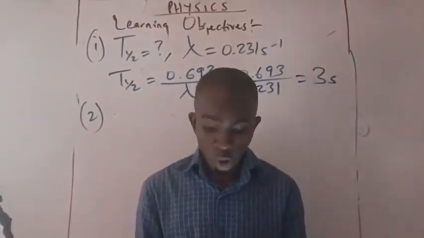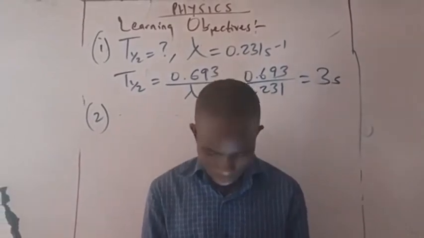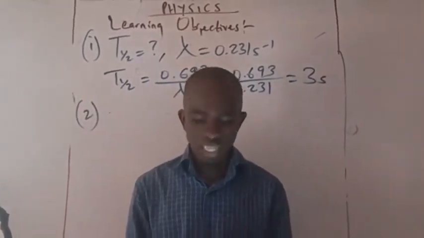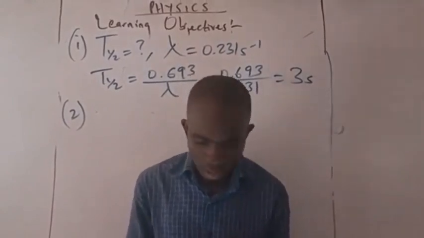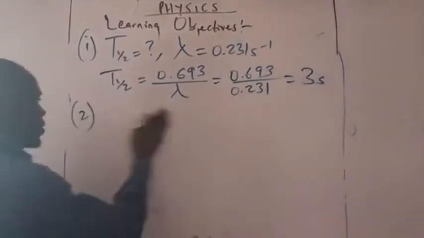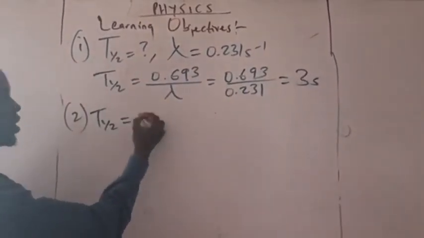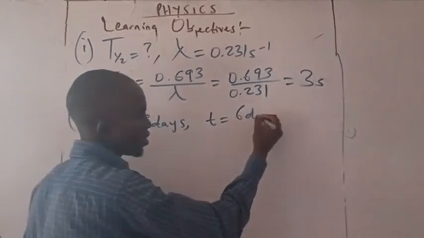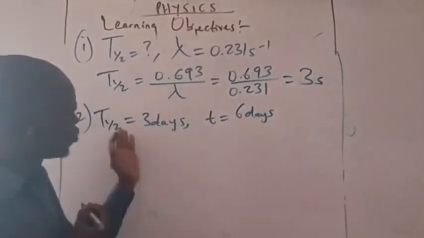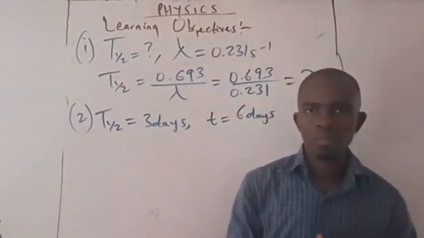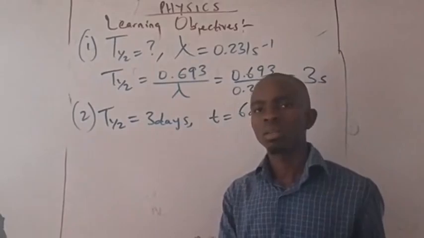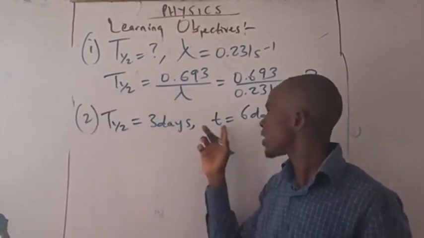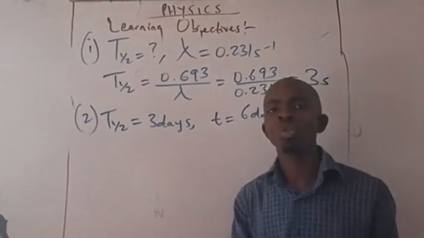The half-life of a radioactive element is 3 days. What fraction of its original value is left behind after 6 days? The half-life, according to the question, is 3 days. The time expected in the question is 6 days. So according to these two things given to us, we should know that we cannot use Formula 1. Because in Formula 1, we only have half-life. There's nothing like small letter t in Formula 1. So we are going to make use of Formula 2.